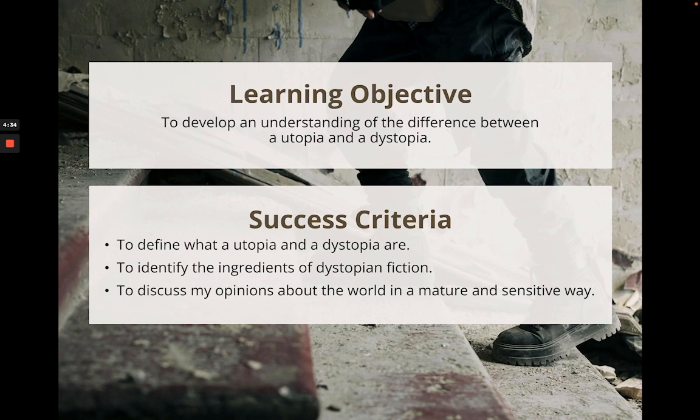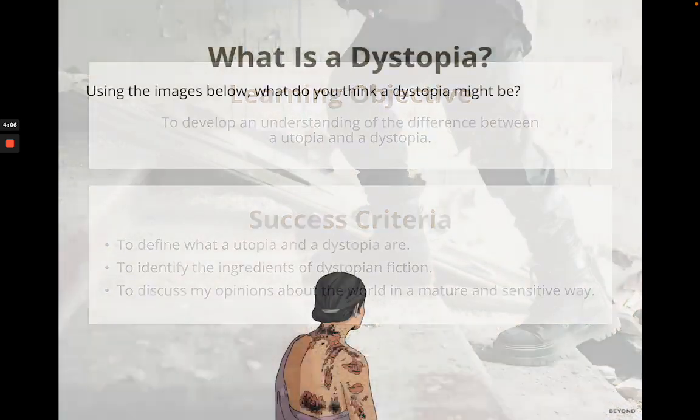So one of the big things we want to be able to do is tell the difference, but specifically know what goes into a piece of dystopian fiction. And as dystopian fiction and utopian fiction both have their roots in our real world, I want you to be able to think about our real world, and have perspectives and views of our real world that you're discussing and presenting in a mature and sensitive way. So those are our goals.